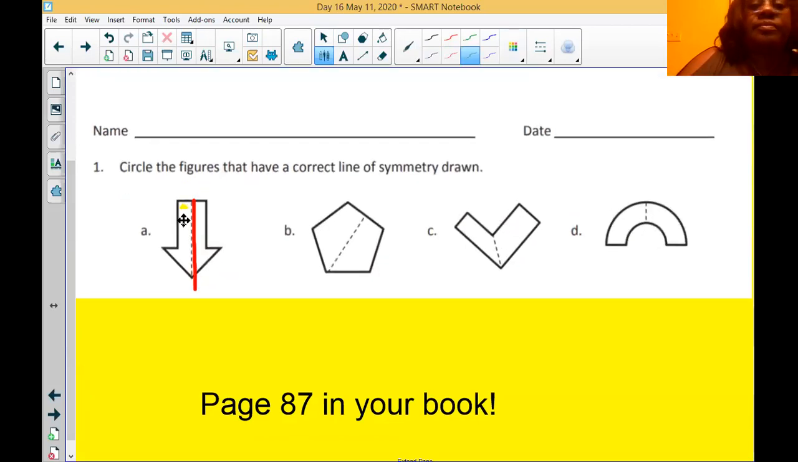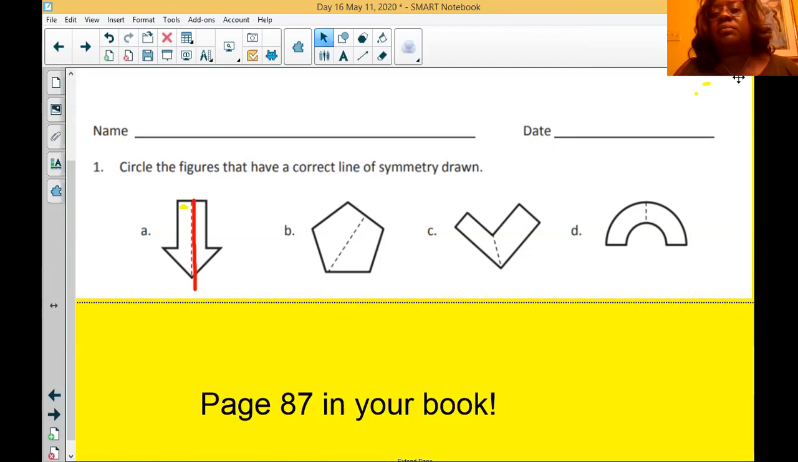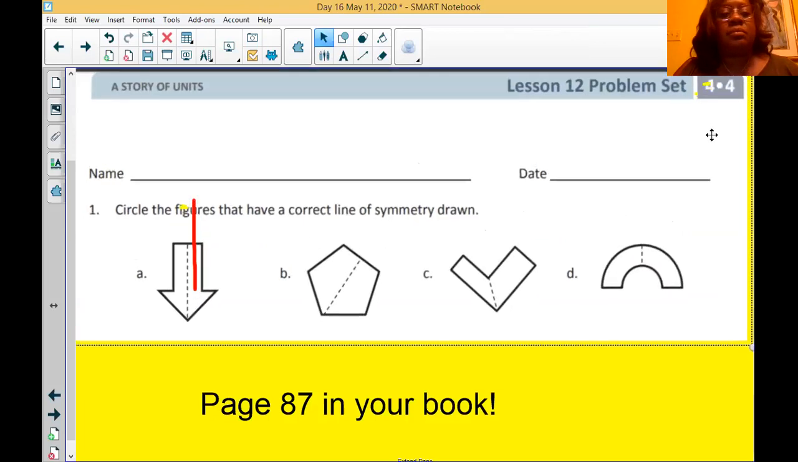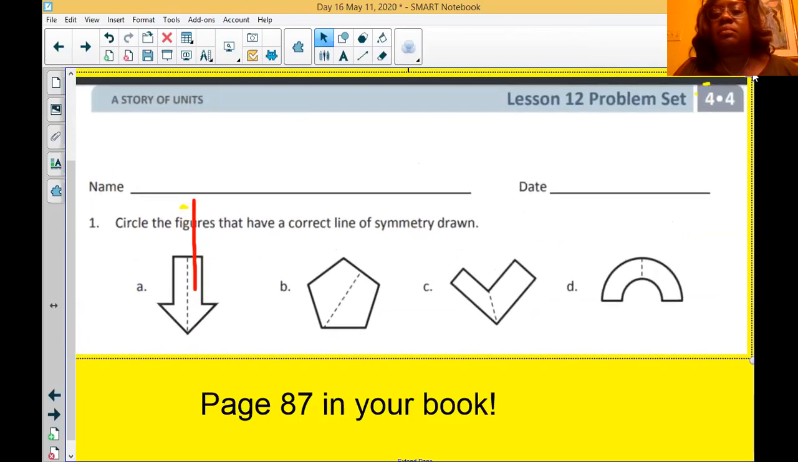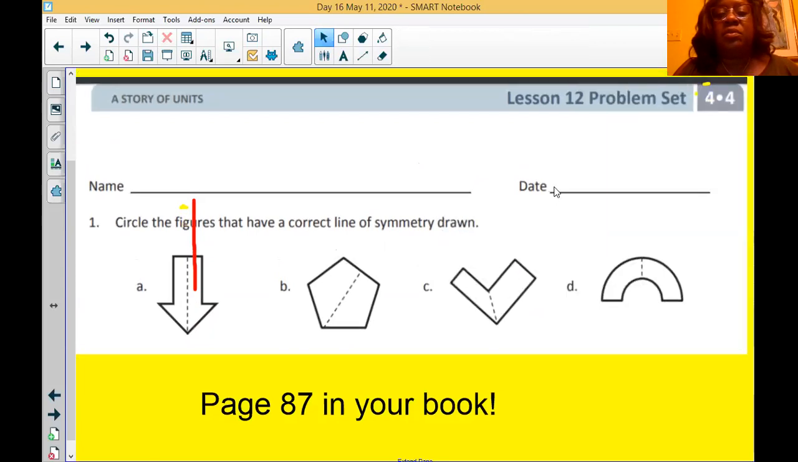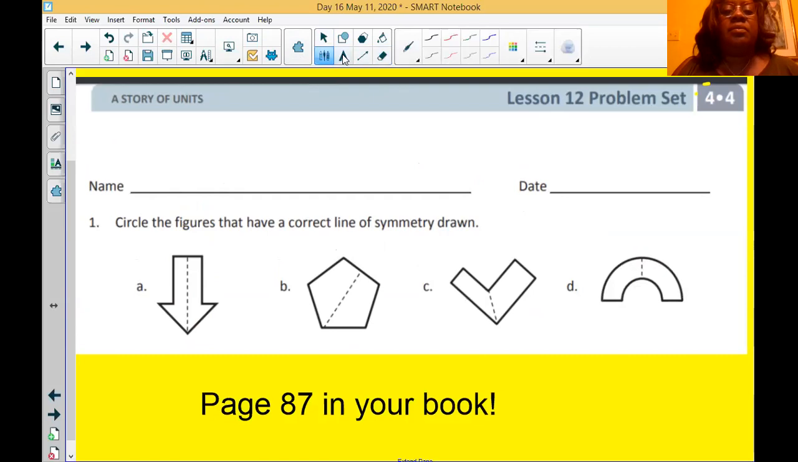Let's see. One second. Mark this in place because it seems to move every time I touch it. Now we've got to start over. That's okay.